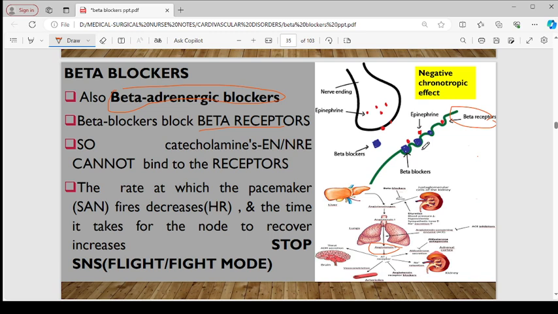the cell membrane. As you all know, stimulation of beta-1 receptors of the heart normally results in an increase in the heart rate. But by blocking these beta-1 receptors, beta-1 blockers or beta blockers decrease the heart rate, and thus they have a negative chronotropic effect.